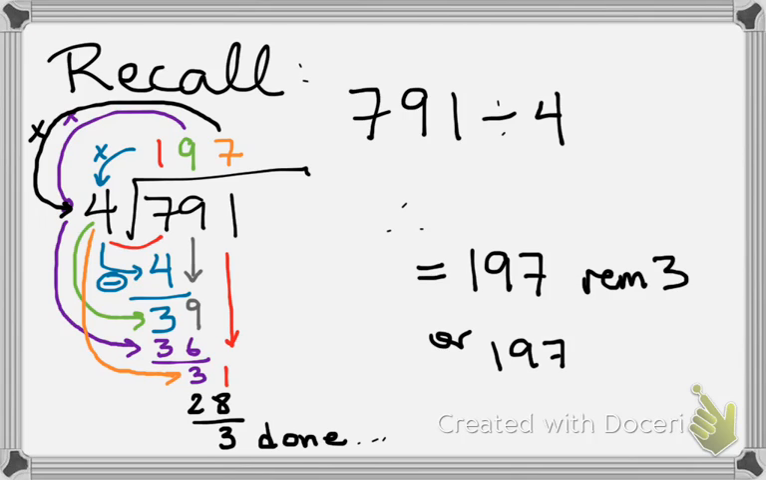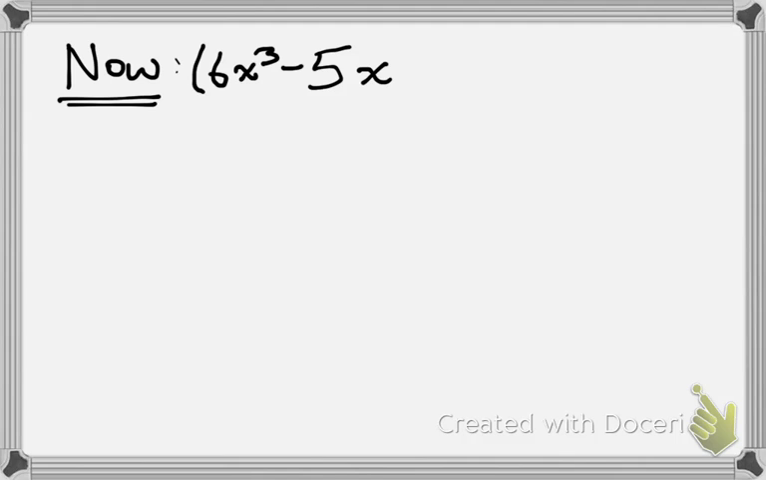Or we can say 197 and 3 over 4, because that remainder of 3 that we had is actually divided by 4 just like the rest of it. So that means that we have 197 and 3/4. So now we want to look at, and only look at this once you've familiarized yourself with the last example, what happens if we want to take a polynomial and divide it by another polynomial.